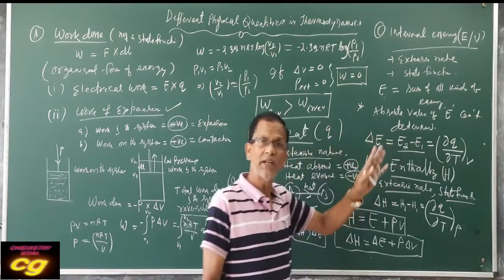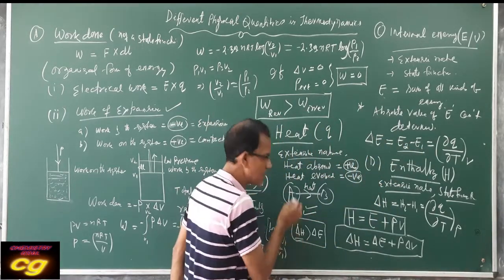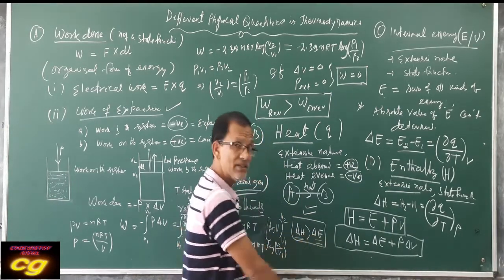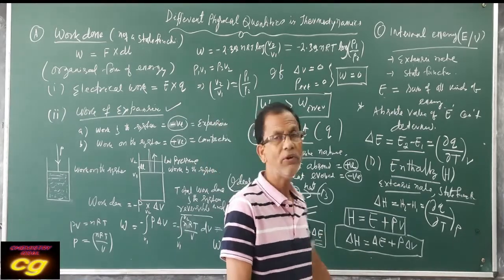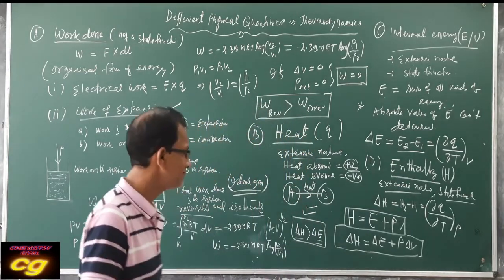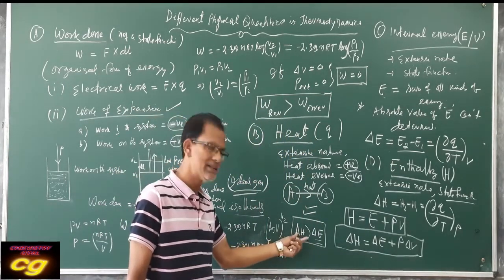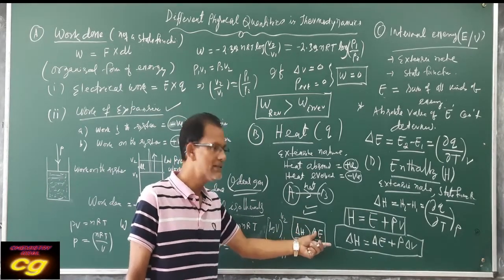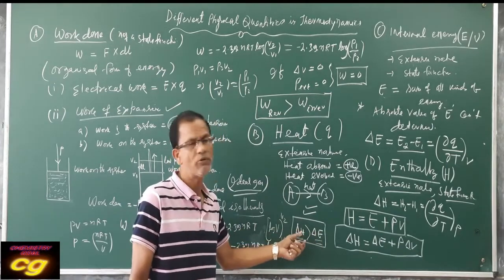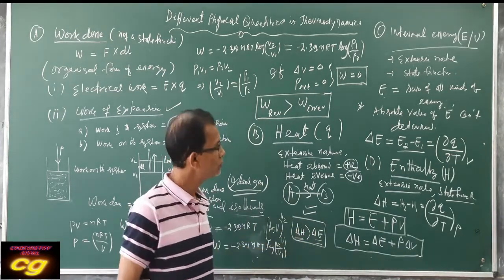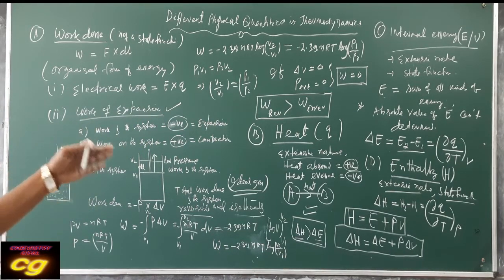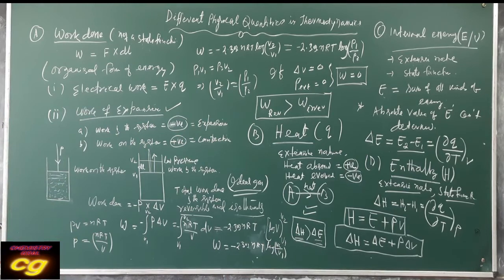Both are related to heat, but how much heat change takes place at constant pressure and constant volume. It is experimentally proved that the heat change at constant pressure is greater than the heat change at constant volume. The amount of heat is more. So this is regarding the relation between enthalpy and internal energy, then what is heat, what is work done.